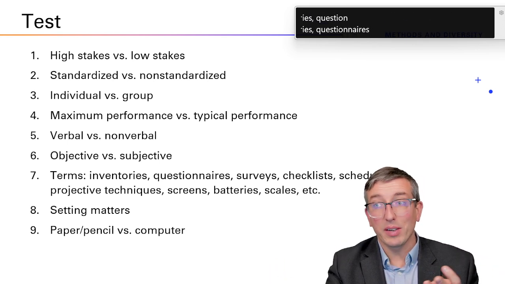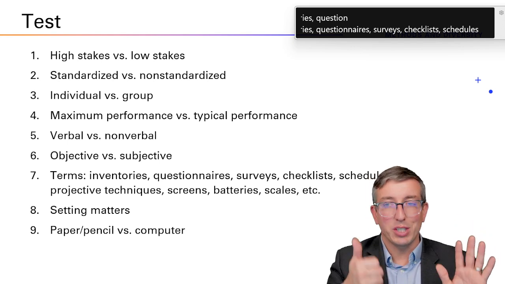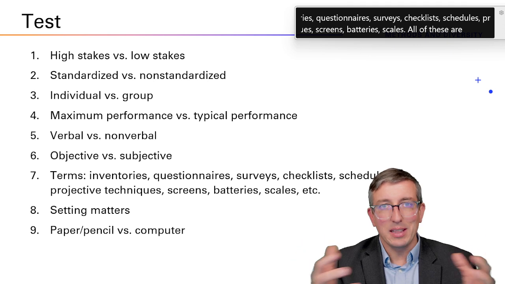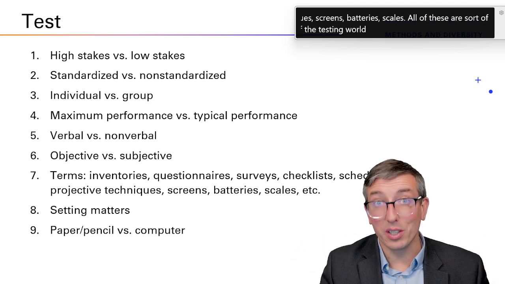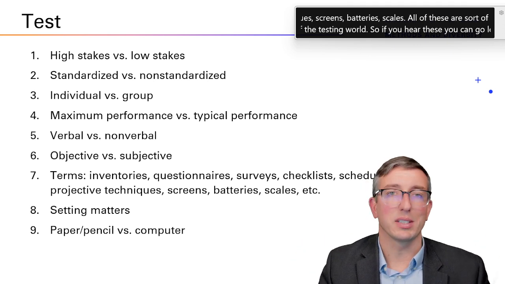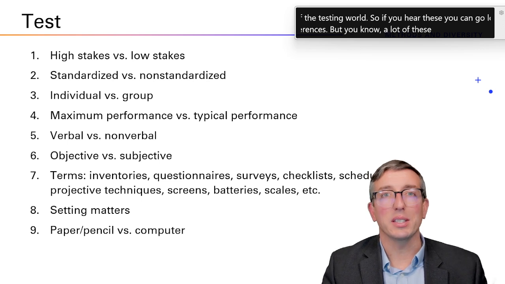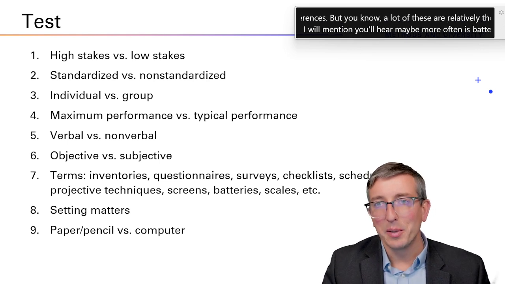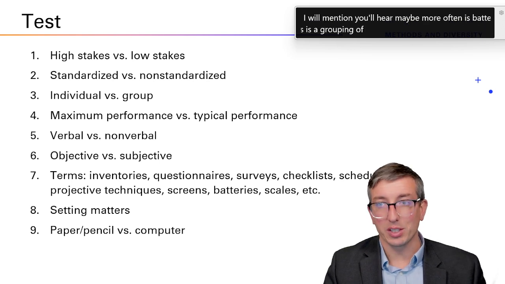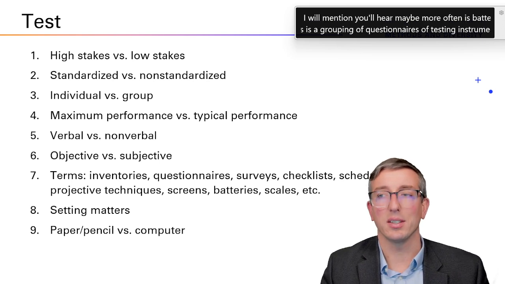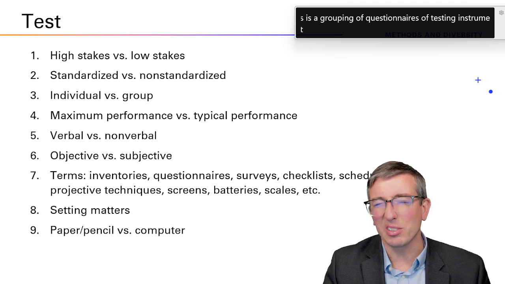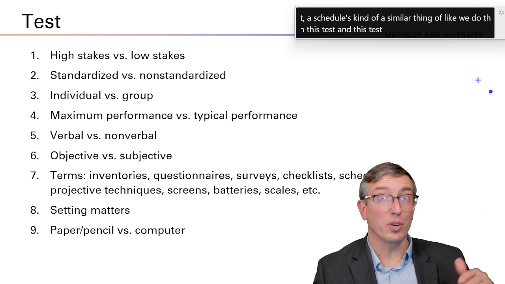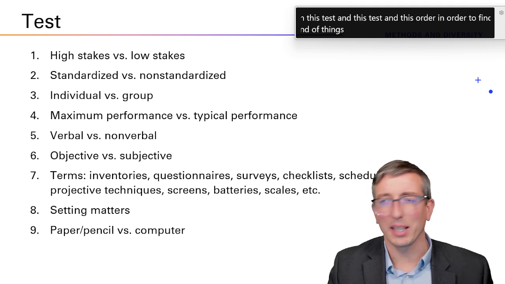Inventories, questionnaires, surveys, checklists, schedules, projective techniques, screens, batteries, scales, all of these are sort of in that realm of the testing world. So if you hear these, you can go look up the differences, but a lot of these are relatively the same. The one I will mention you'll hear maybe more often is batteries. A battery is a grouping of questionnaires, of testing instruments, of checklists. A schedule is a similar thing, like we do this test and then this test and this test in this order in order to find out these kinds of things.